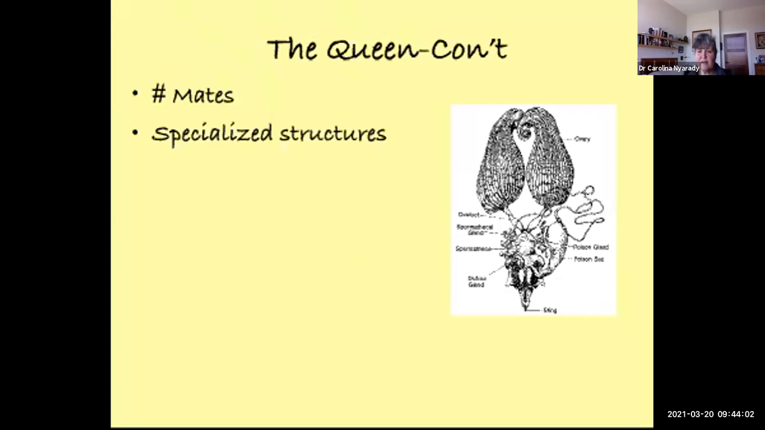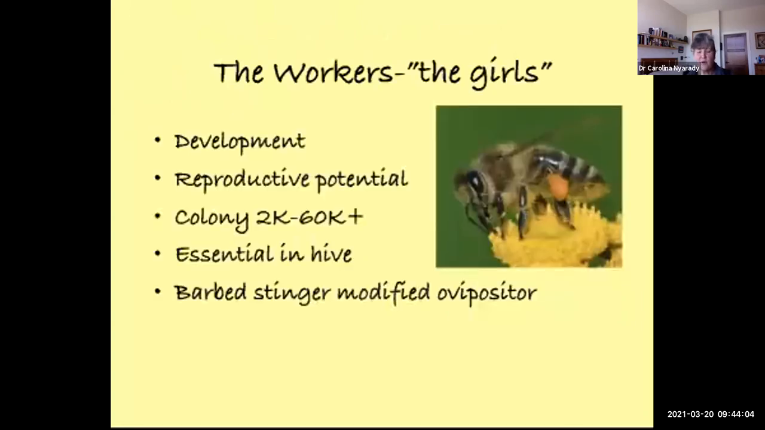So who else do we find there? Because obviously it's not just going to be the queen within the hive itself. The main group that you find within the hive really are the workers. I call them the girls. They're really the bulk of the individuals that you find within that hive. And of course, the name says it all. They are the workers. They do all of the work that needs to get done within the hive.